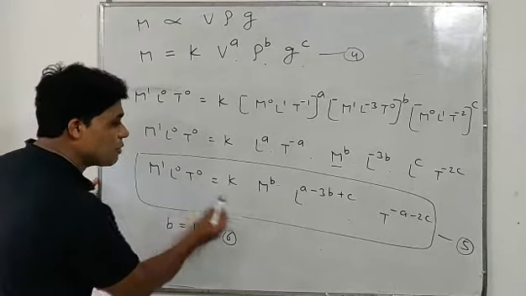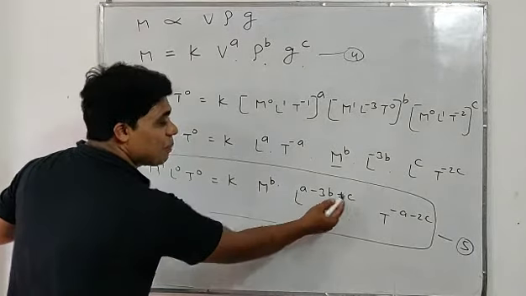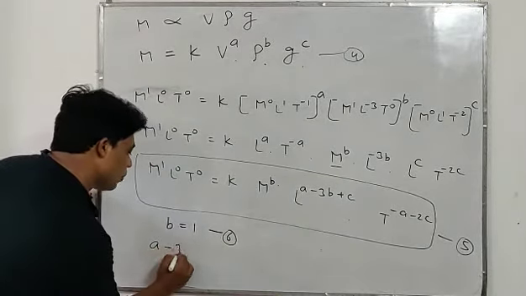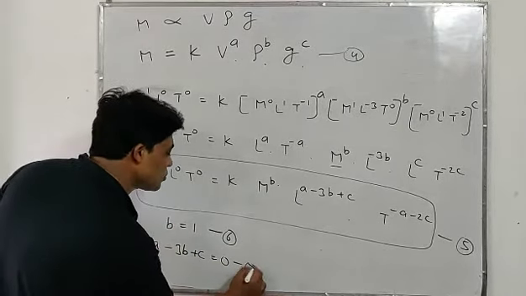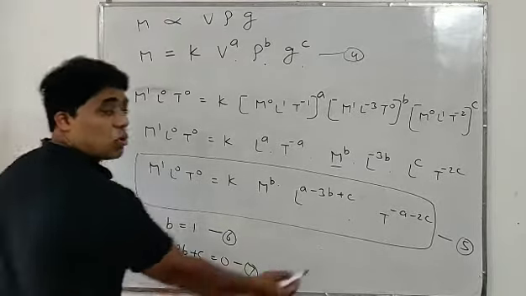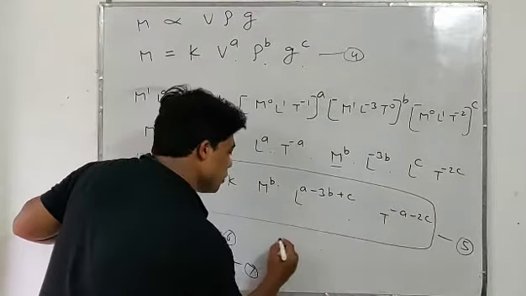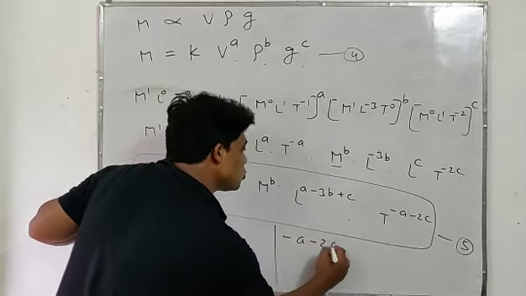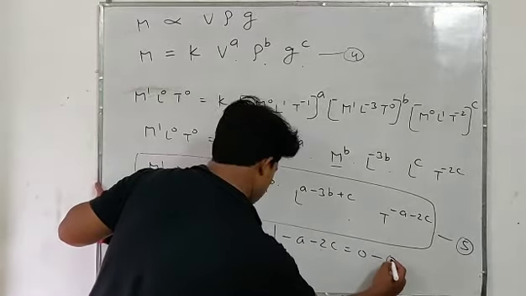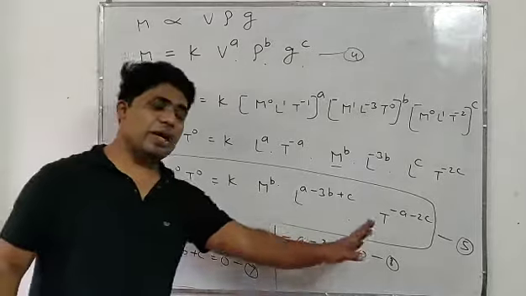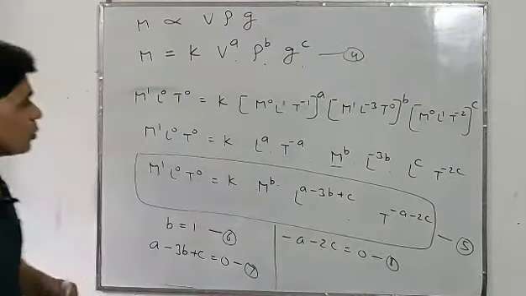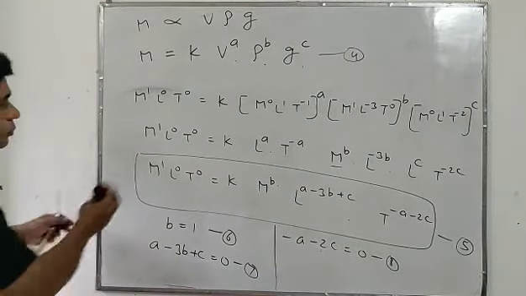L power 0, L power a minus 3b plus c. So a minus 3b plus c equals 0. Equation 7. T power 0, T power minus a minus 2c. So minus a minus 2c equals 0. Equation 8. Now students, using 6th, 7th and 8th, we have to find the value of a, b, c.